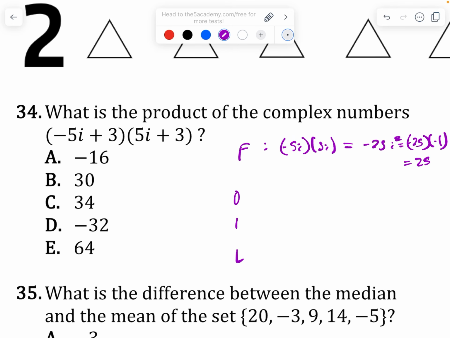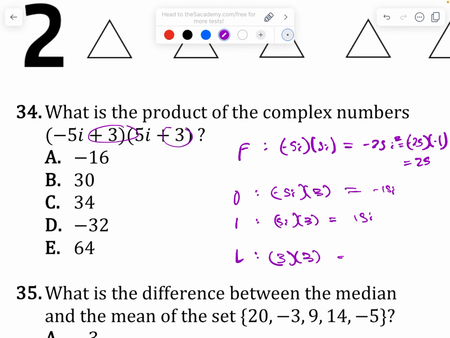Okay. Outer, negative 5i times 3 is equal to negative 15i. Inner is going to be 5i times 3, which is equal to 15i. And then last, 3 times 3 is 9. Okay. Now let's add up all of these. So 25 minus 15i plus 15i plus 9. These two cancel, you end up getting 25 plus 9, which is 34.